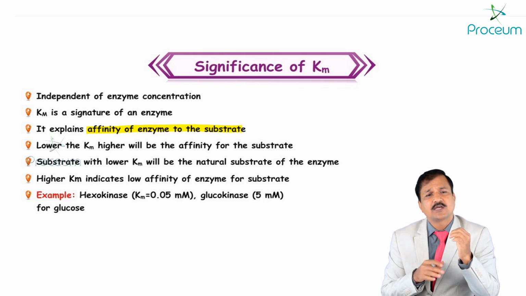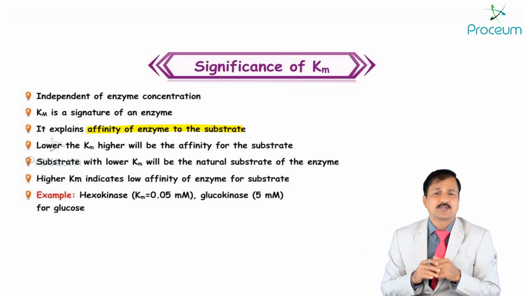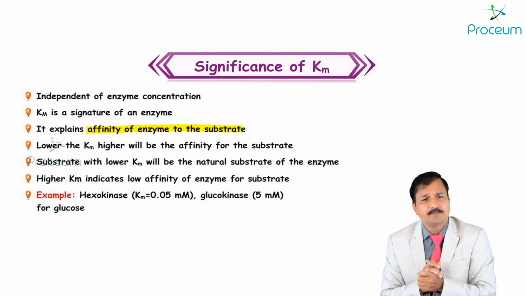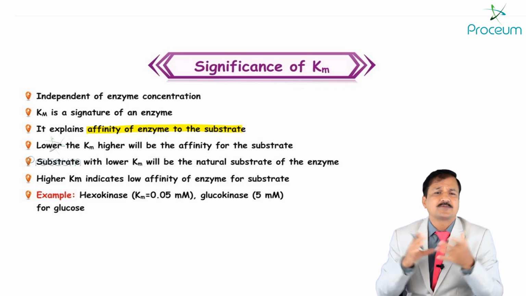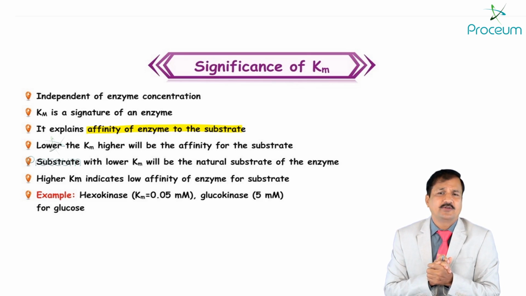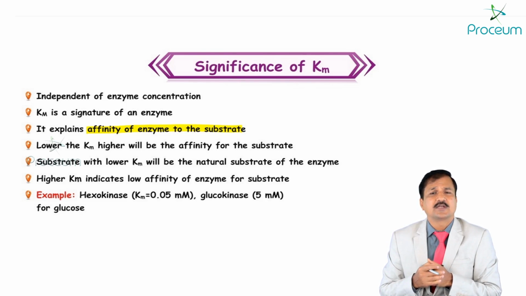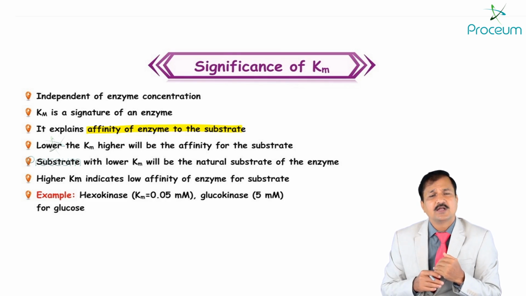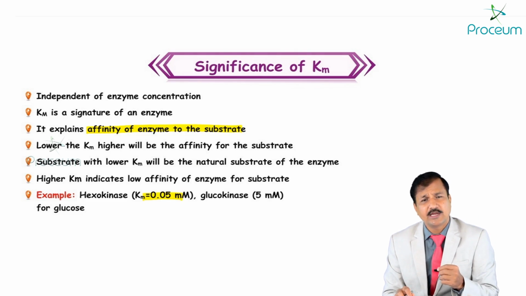So lower Km enzymes can work at lower substrate concentration because they simply have higher affinity for the substrate. Whereas an enzyme that has a higher Km has lower affinity for the substrate. That means they need higher substrate concentration to bind with the enzyme and to make product. The best example to understand the significance of Km in terms of high Km and low Km affinity is hexokinase and glucokinase. Look at hexokinase.